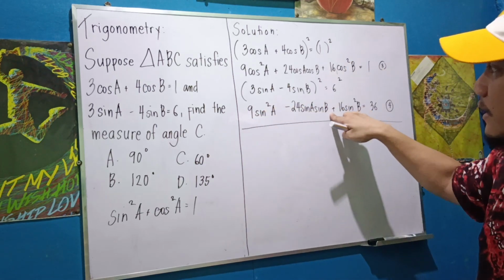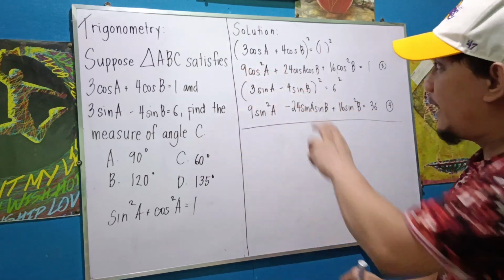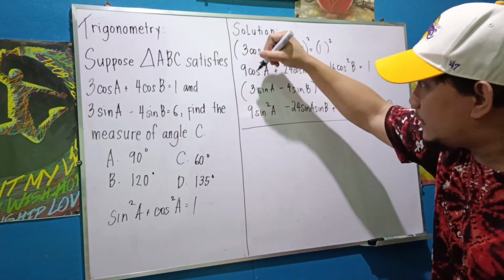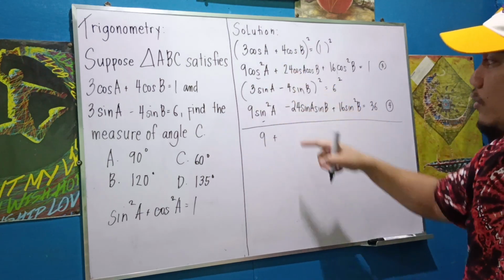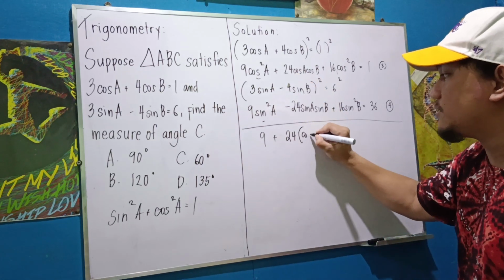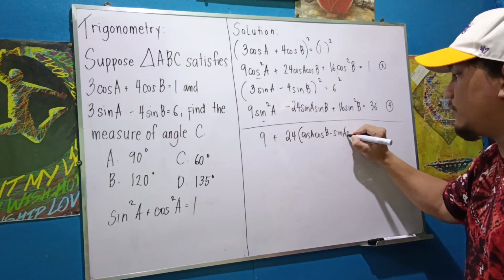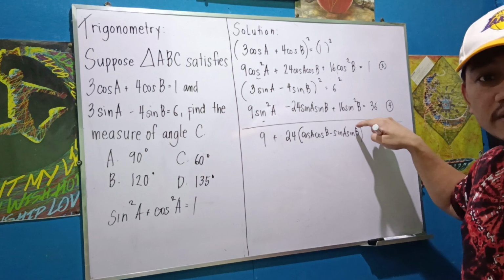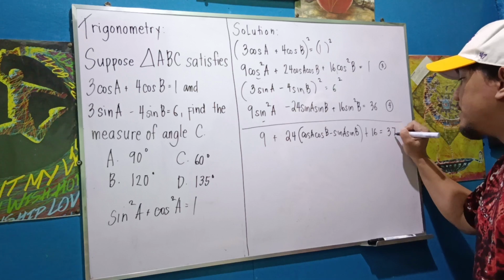Kapag ito inad natin, magiging 9 cosine squared plus 9 sine squared. Napapansin nyo, common factor yung 9. Ang cosine squared A plus sine squared A is equal to 1. So that means na kapag inad natin to, that will be equal to 9 na lang. Plus, common factor si 24, pwede nating i-factor out. That's cosine A, cosine B, minus sine of A, sine of B, mga Lodi. 16 cosine squared B plus sine squared B, that is 1. Kaya lang may 16, lagay tayo ng 16 equals 37.